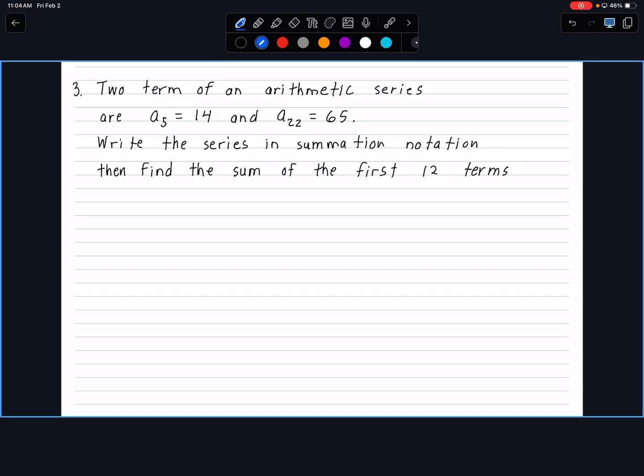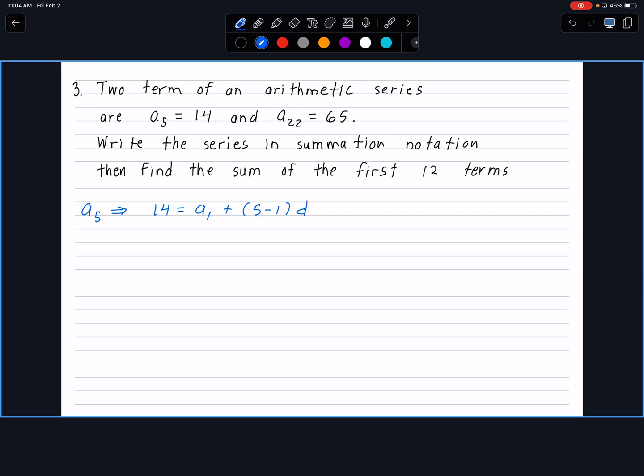But I do want to remind you that's fine. You could find the slope of the line that connects those 2 points, and that is your d. So in this case, though, I'm going to set up two equations. For the fifth term in my sequence, we've got the fifth term equals 14. And we find that by taking the first term plus n minus 1, n being 5, minus 1 times d.